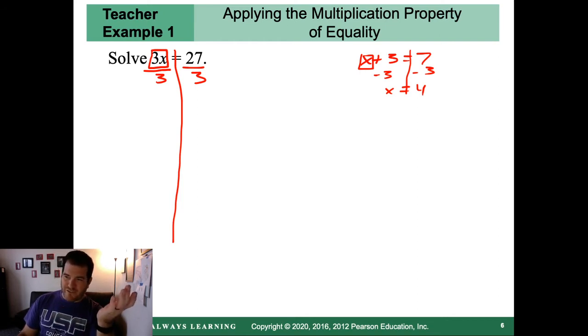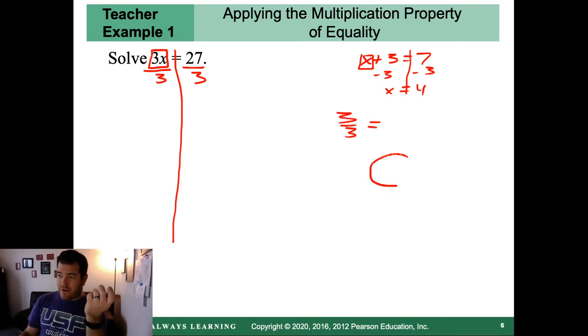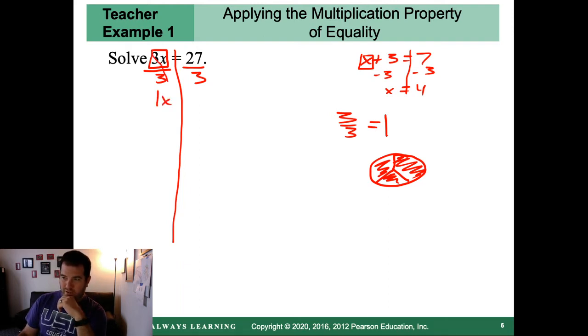So what happens on this side? I'm looking at 3 over 3. What does that equal? I think about fractions this way: I've got my piece right here, and I've got 3 pieces shaded in, so the whole is shaded in. So 3 over 3 is going to equal 1. Hopefully that makes sense. So these go away, because then this becomes 1x, and then you have 27 divided by 3, which is 9. So in this case, x is equal to 9.